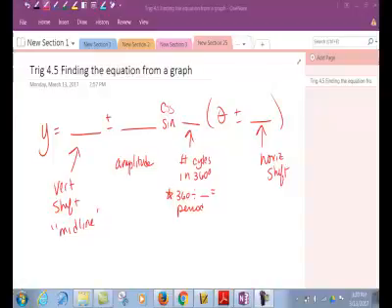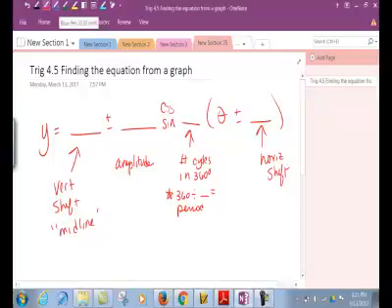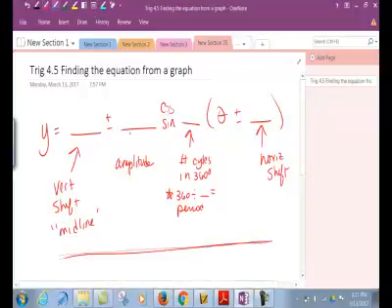In section 4.5 we're going to work backwards. We're going to get a graph, and from the graph we're going to find the equation. So up on the board, just as a quick review, when we're finding the equation, there are actually 4 different values that we need to come up with.